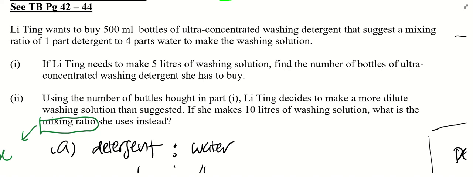Okay, we have this girl Li Ting who wants to buy 500 milliliter bottles of concentrated washing detergent. If you're not too sure of what this is saying, ultra concentrated washing detergent, think of it as Ribena. Some of you might have tried this before. When you buy a bottle of Ribena, you have to mix it with water. If not, it will be too sweet. That Ribena there is the concentrated version.